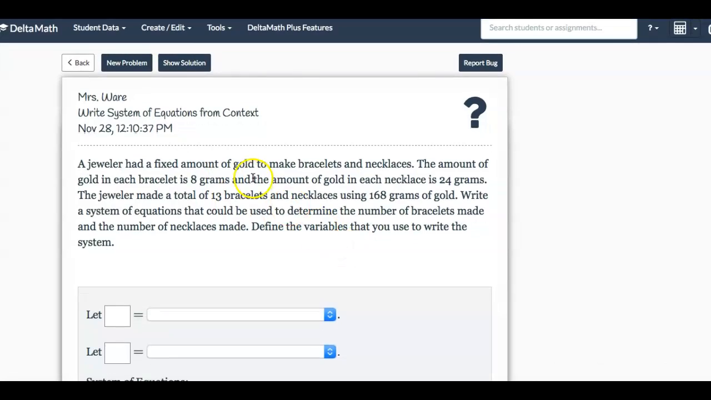Okay, so we've got gold, have to use gold to make bracelets and necklaces. So that's my 2 things. So on your paper or your whiteboard, I would just do a B and an N, a B for bracelet and an N for necklaces. So each bracelet has 8 grams. So I'm going to put 8 grams next to my bracelet and 24 grams next to my necklace. The jeweler made a total of 13 bracelets and necklaces. That's really nice when they give you the total number.